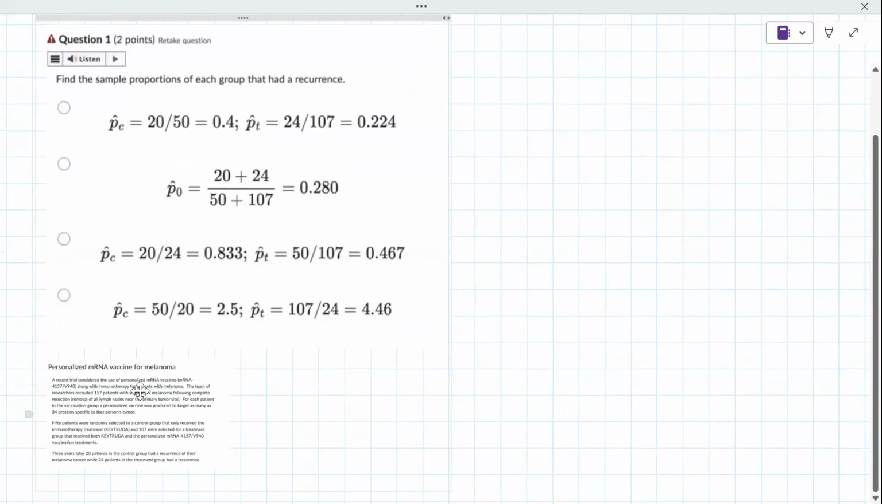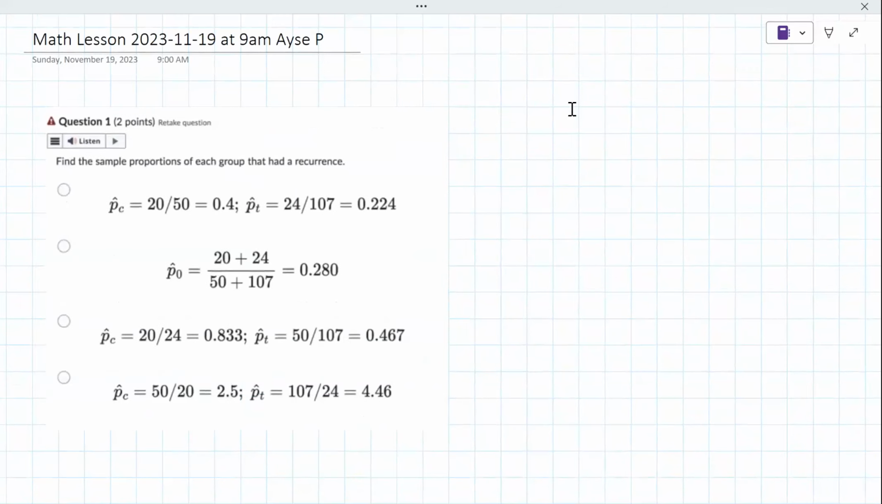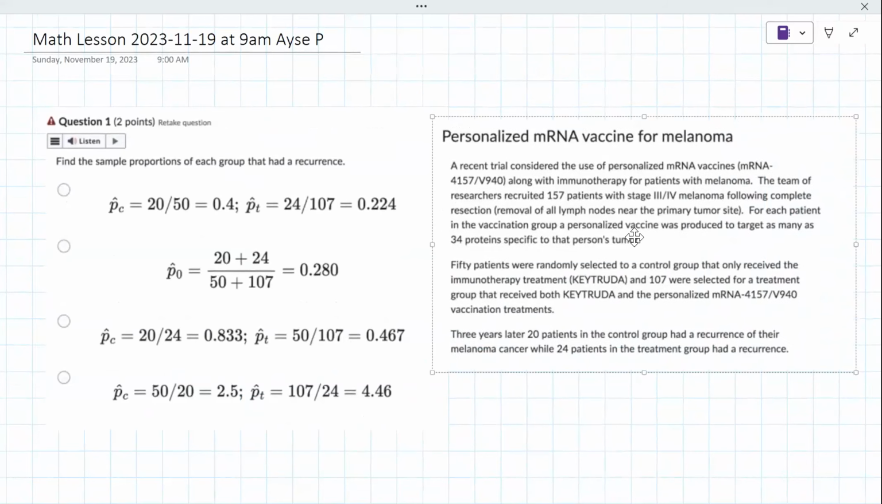Preliminary information here on whatever this is, where we can see it. So there's some information in here about the number of proportions. The short of it is 157, 34, 50, 107. All right.